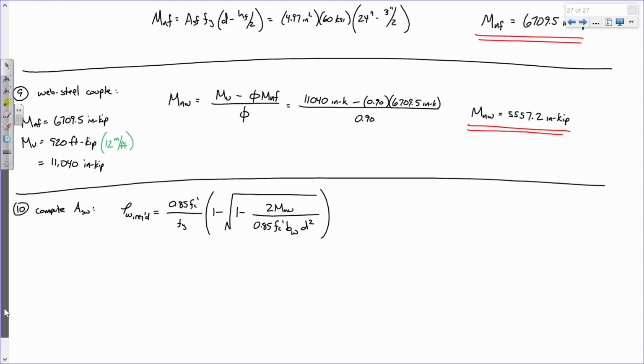the following. Now, if you look at this formula, this is the same formula we've been using for a while with a couple adjustments. Instead of just the MN for the whole section, it's MN for the web steel couple. And then because we're looking at the web steel couple, we're not looking at the entire effective flange width, we use BW, the width of the web. So that's the only thing that's different. Other than that, it's the same formula.